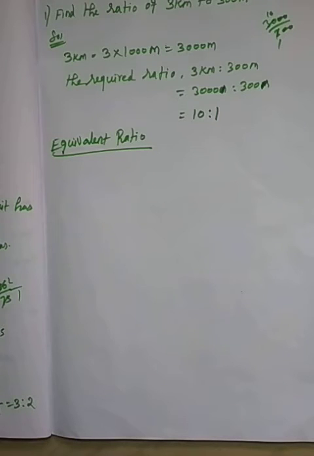Different ratios can also be compared with each other to know whether they are equivalent or not. To do this, we need to write the ratio in the form of fractions and then compare them by converting them to like fractions. Everybody knows like fractions, right? If these like fractions are equal, we say the given ratios are equivalent.